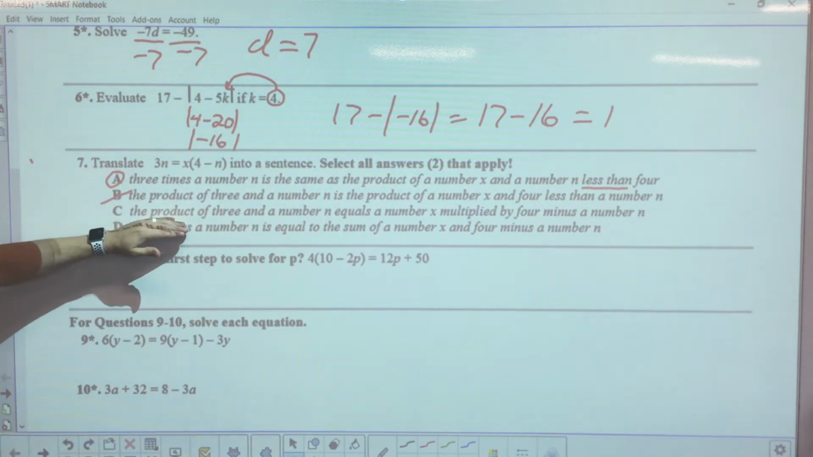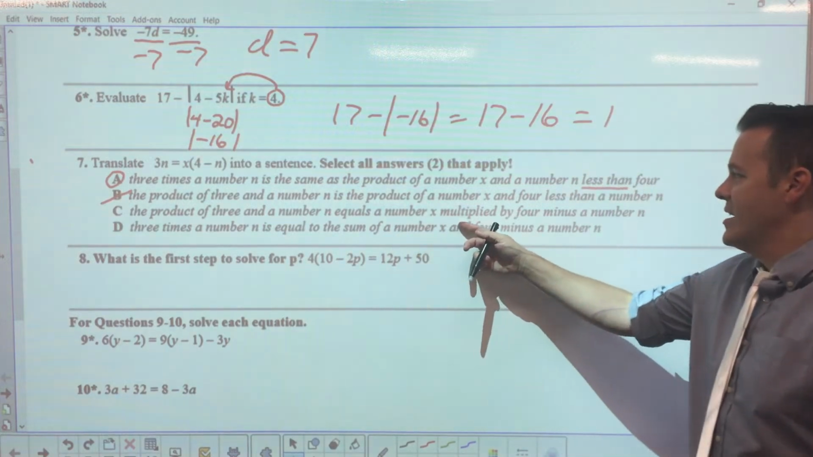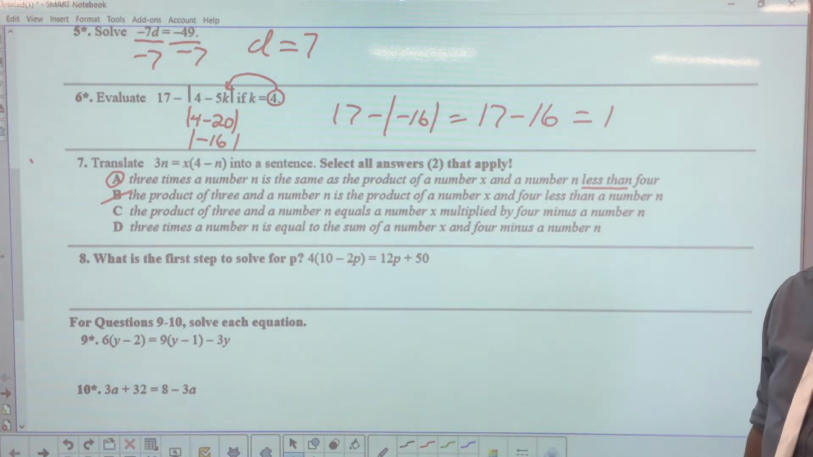So, and then you have here the product of 3 and a number n equals a number x multiplied by 4 minus a number n. That's a lot of words, isn't it?